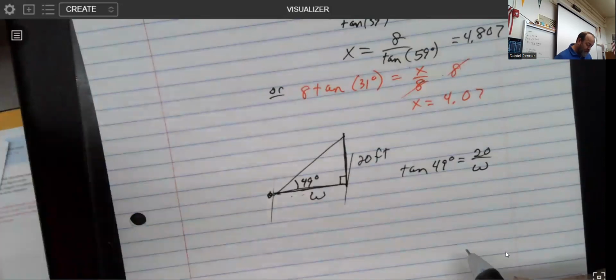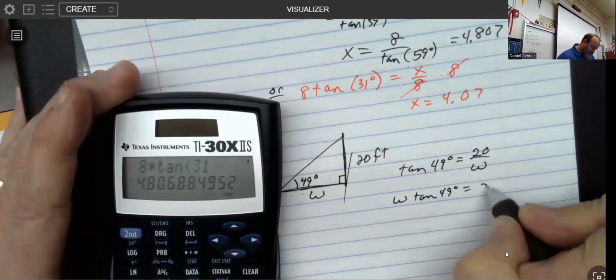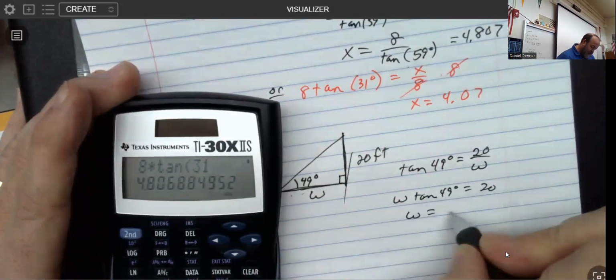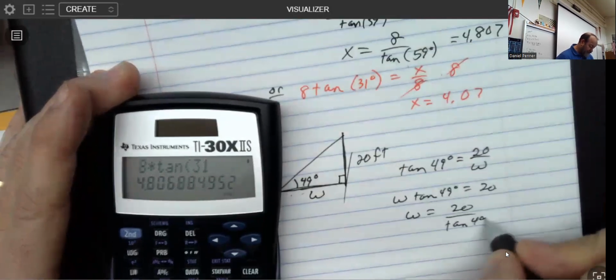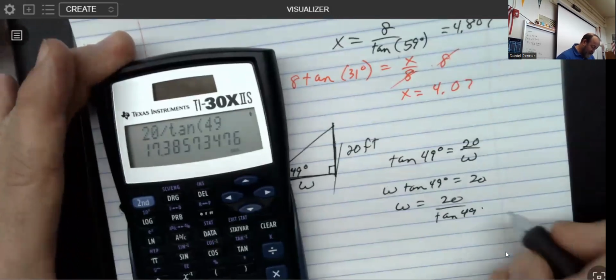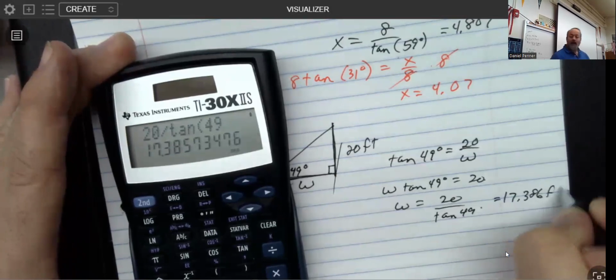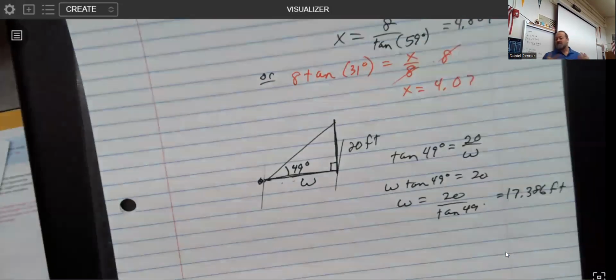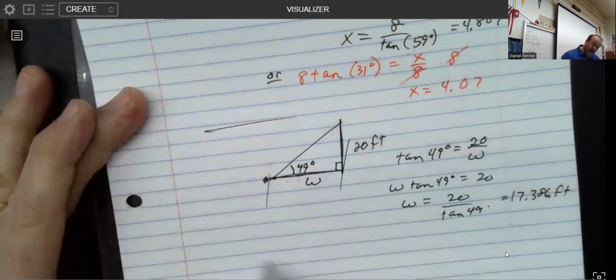And so again, we can cross multiply. W tangent of 49 is 20. And so if we divide both sides, W would simply be 20 divided by the tangent of 49. The tangent of 49, there we are, and we got 17.386 feet. I would know that that creek is 17 feet wide, so if maybe I had a bridge that was 20 feet wide, it would be long enough to span and hit both sides. So that would be an application to do that.